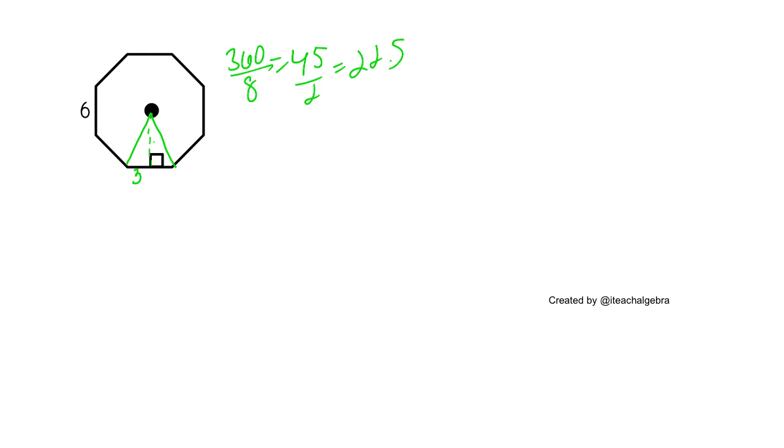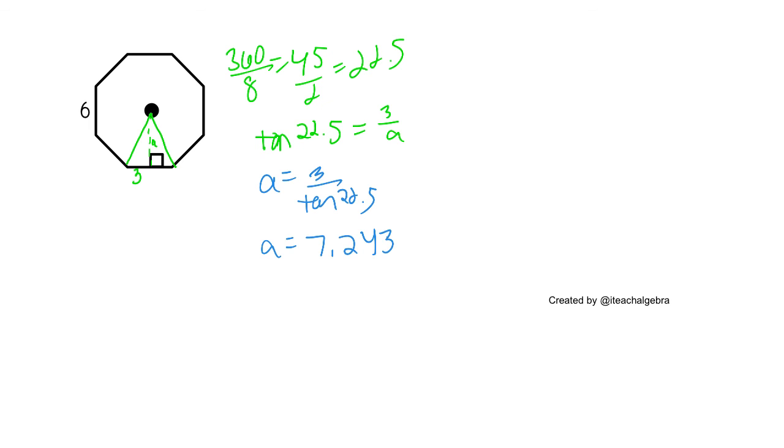Don't know the length of the apothem, so we're going to have to figure that out. Again, it's the tangent of 22.5 is 3 over a. Like we did before, we're just going to swap them out and get that a is equal to 3 divided by the tangent of 22.5. And we get that a is equal to 7.243.